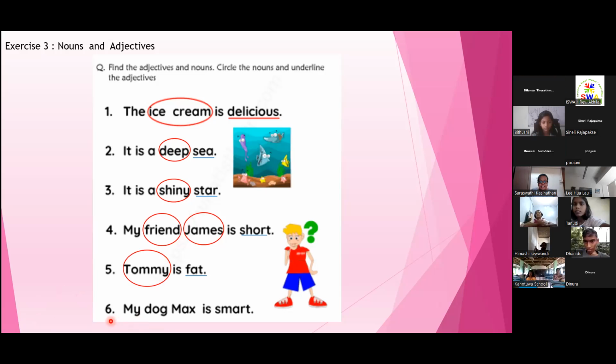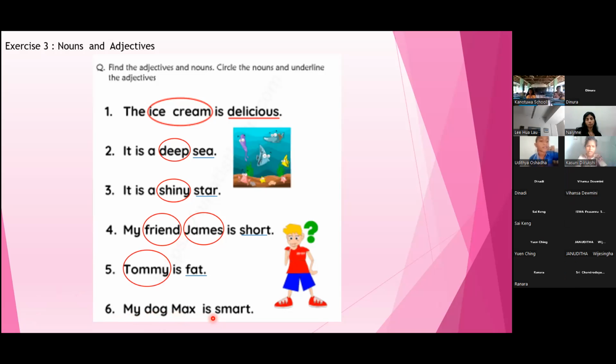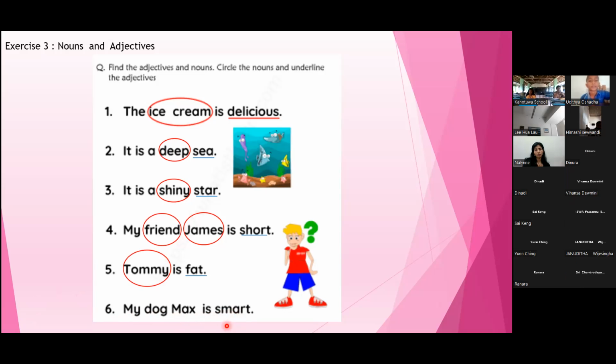Okay, last sentence. Sentence number 6. My dog Max is smart. My dog. Very good. Okay, again, here I have 2 nouns, a noun and a proper noun. So can you tell me what are the nouns and the proper noun? Adjective? Is smart. Smart. Very good. Dog is a noun. Max is a proper noun because it's the name of the dog. And smart is the adjective.